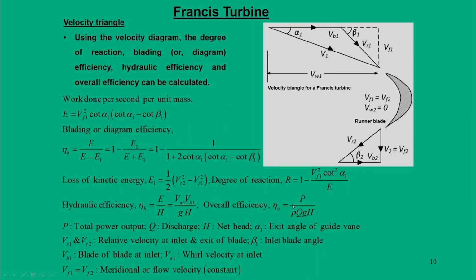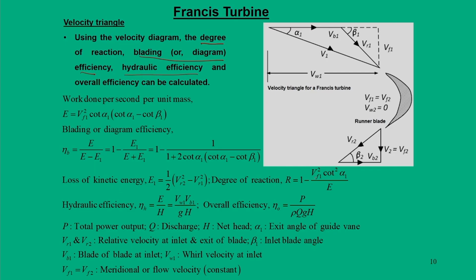From these velocity diagrams, ultimately, our main analysis is to find the degree of reaction, blading or diagram efficiency and hydraulic efficiency. These are the three efficiencies we are interested in. First, what is the blade or diagram efficiency? That is nothing but E, the work done per second per unit mass, divided by E plus E1. What is E1? E1 is nothing but the loss of kinetic energy.